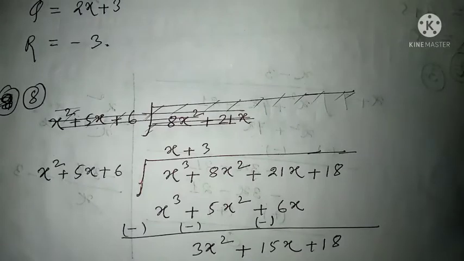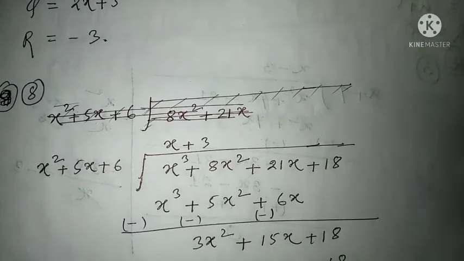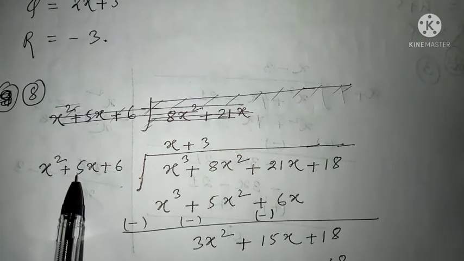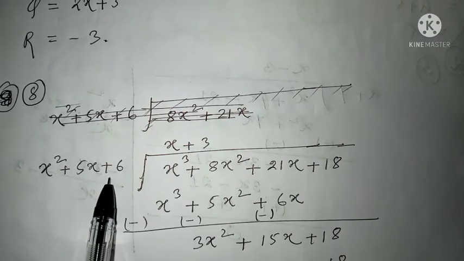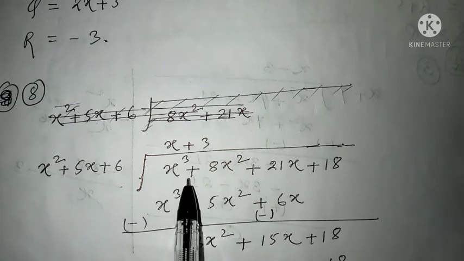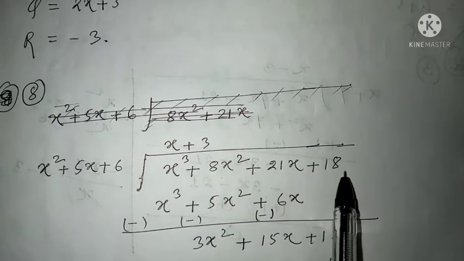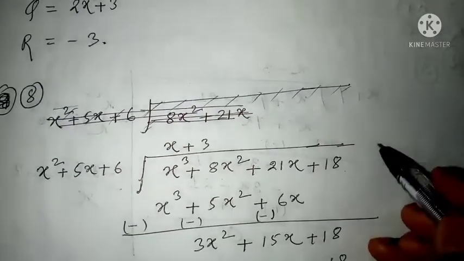Then I'll solve this 8th number question for you. That is your divisor, x square plus 5x plus 6, that is your divisor, and your dividend is here x cube plus 8x square plus 21x plus 18. Okay, so here also do the same thing.